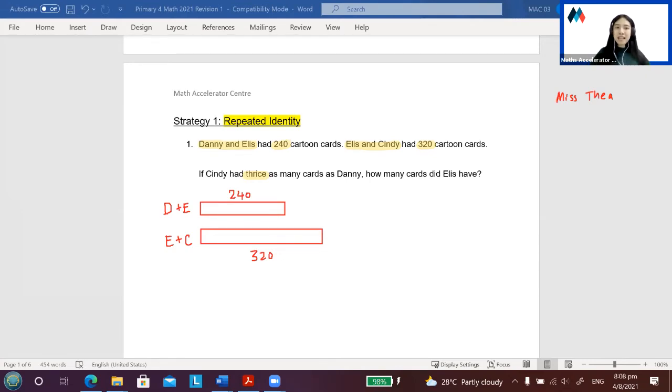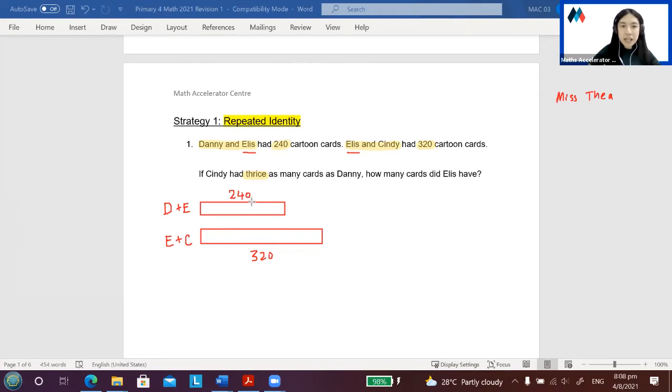Yes, all of you are getting it right. Your repeated identity is Alice, right? Because here it is Danny and Alice, and here it is Alice and Cindy. So your repeated identity is Alice. Alice hasn't magically lost or gained cards in between these two sentences. So that means that Alice continues to have the same number of cards in both models.